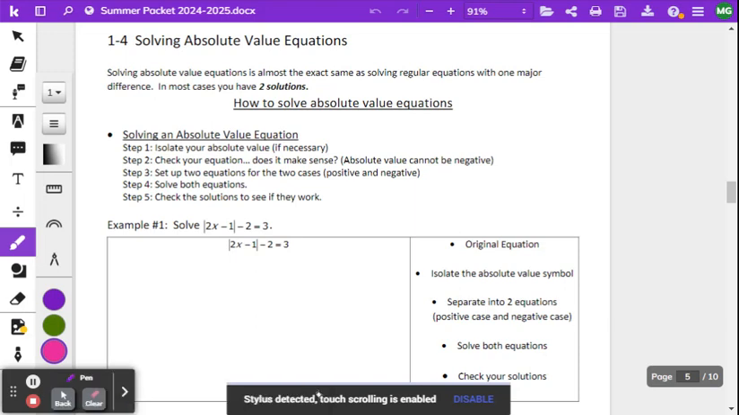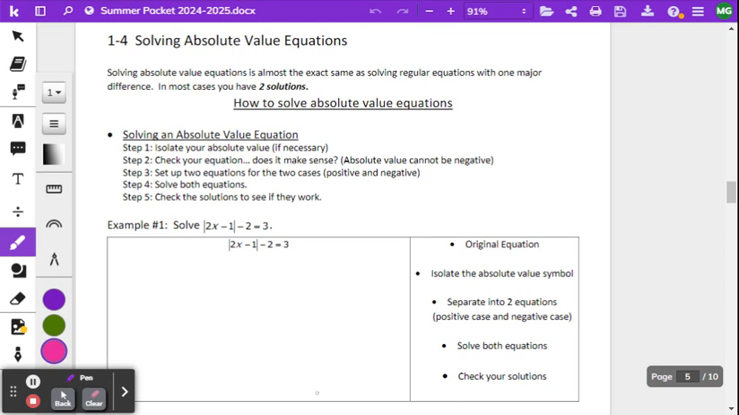Hi there. What you're going to be learning in today's lesson is how to solve absolute value equations. So before we even get started, I just want to remind you that when we take the absolute value of a number, it will always be positive because absolute value represents the distance a number is from zero. So if I took the absolute value of 5, well, that would equal 5.